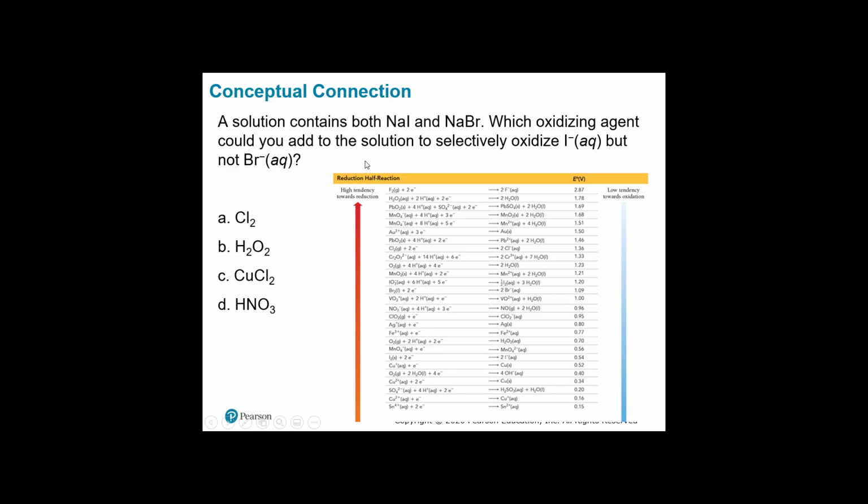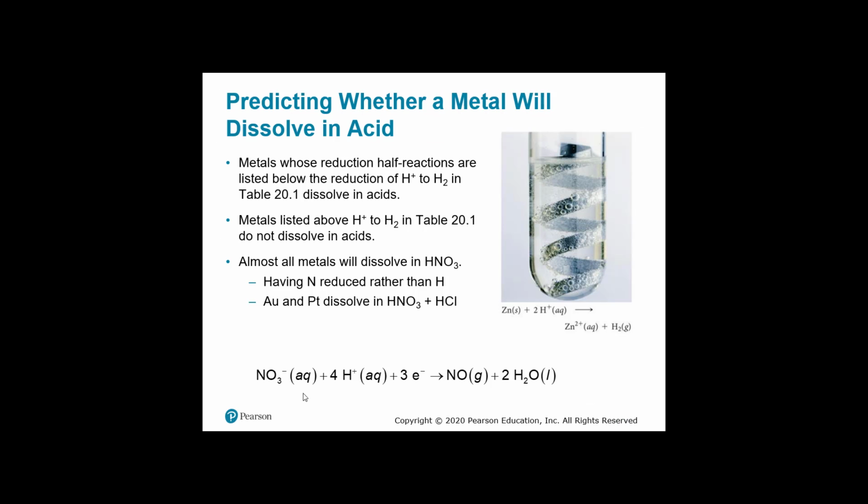So if we go back now, hopefully you saw the answer, but this makes sense. A solution contains both sodium iodide and sodium bromide. Which oxidizing agent could you add to the solution to selectively oxidize iodide but not bromide? That's got to be nitric acid, because none of these are going to have the same effect. So let's find nitric acid here, and let's see where the iodide and the bromine are. If we look here, we have bromine right above it, so nitric acid is not going to be able to oxidize bromine. However, if you look here, we have iodide, and it will oxidize iodide. So nitric acid would be the perfect one to use here.